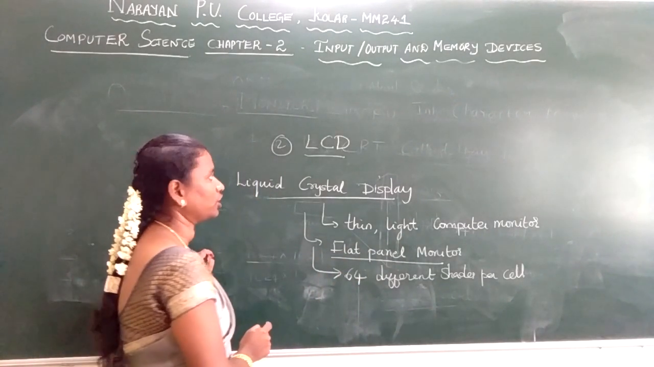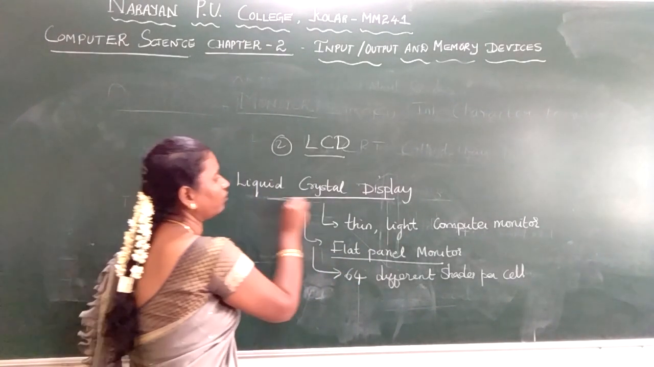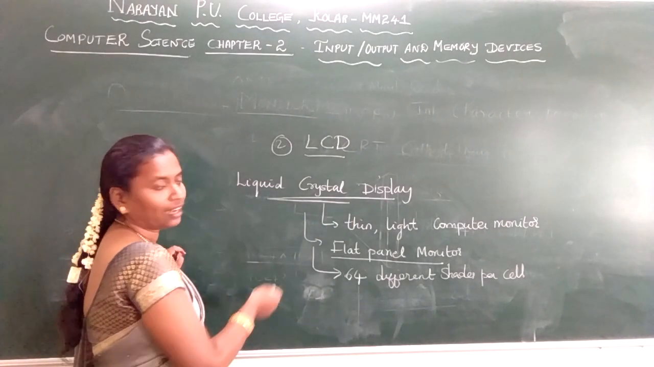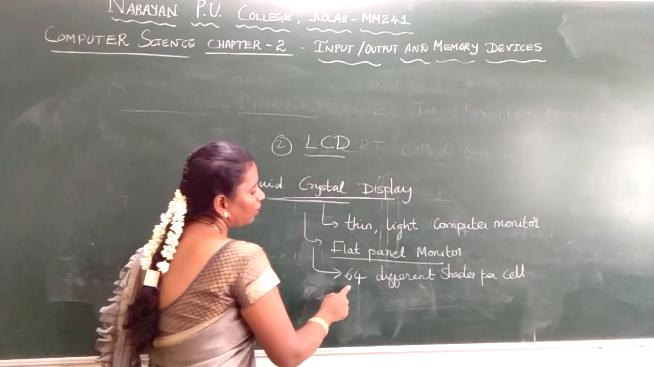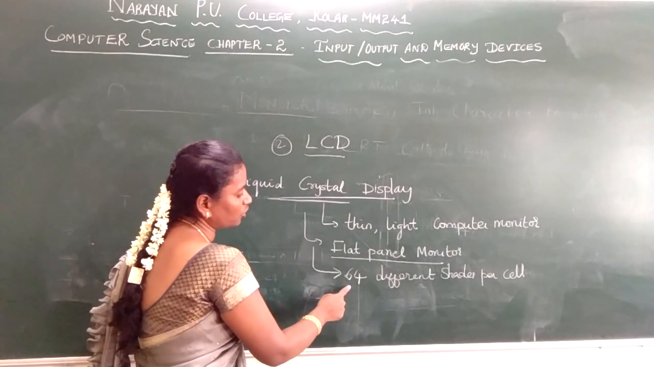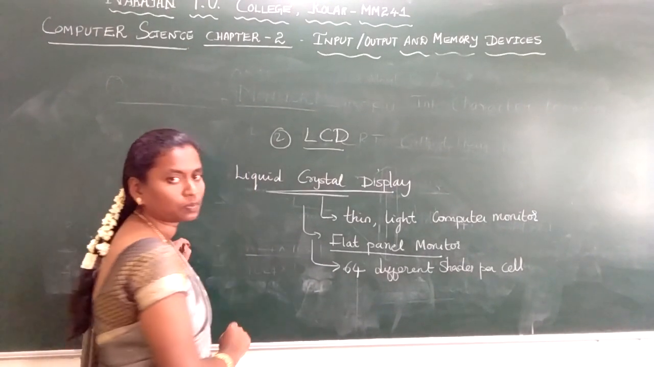We do have 64 shades per cell, and it basically works on the liquid crystal. The electrons go and lift the liquid crystal. As a result, based on the electricity variations, we get 64 different shades per cell.